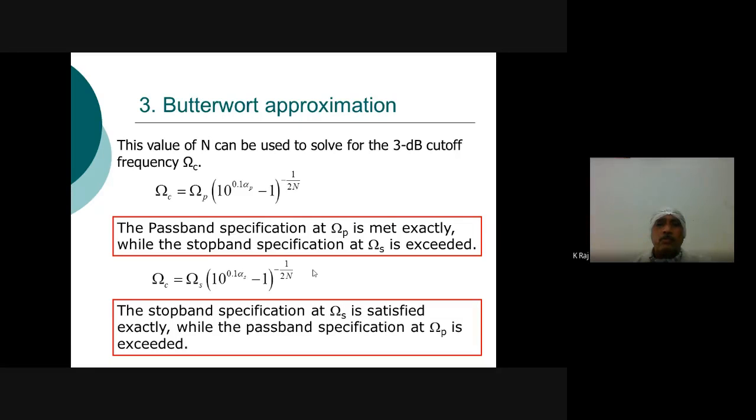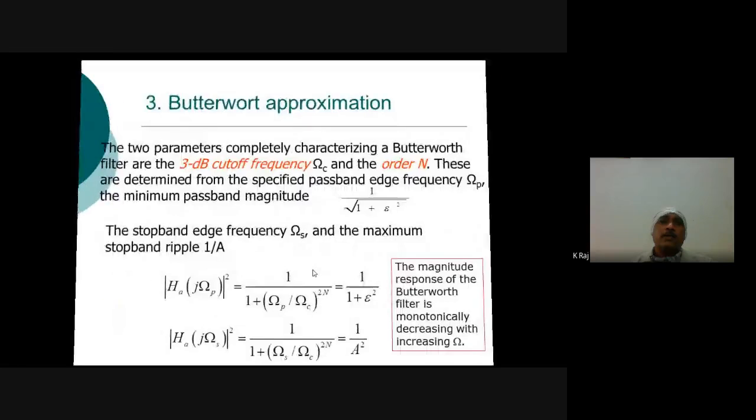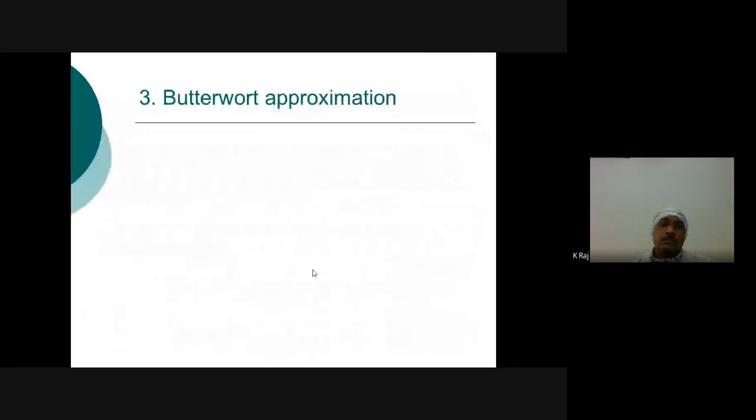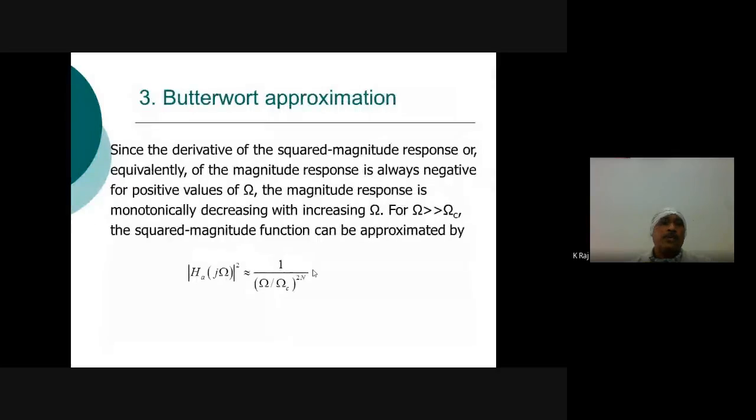One is the Butterworth approximation, the second is the Chebyshev 1 approximation, the third is the Chebyshev 2 approximation, and the fourth is the elliptic or Cauer approximation. Presently we are covering the Butterworth approximation in order to design the analog filter.